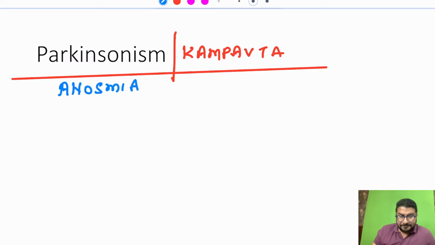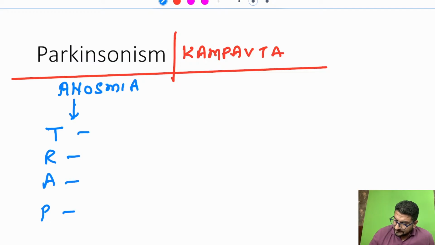Anosmia will occur years before tremors. Many years, many months before, the patient's sense of smell will decrease. So after anosmia, you will see the patient will have some classical symptoms. You can remember these classical symptoms by the mnemonic TRAP. T means there will be tremors.